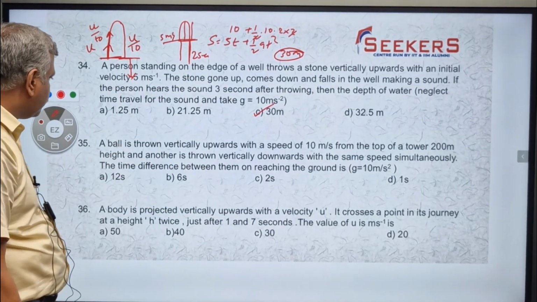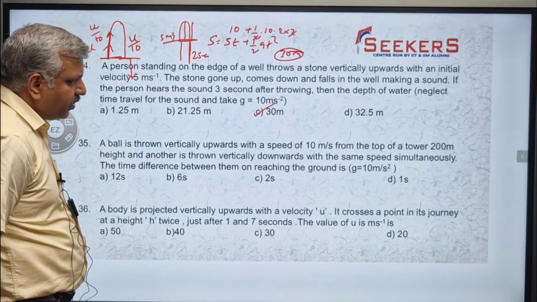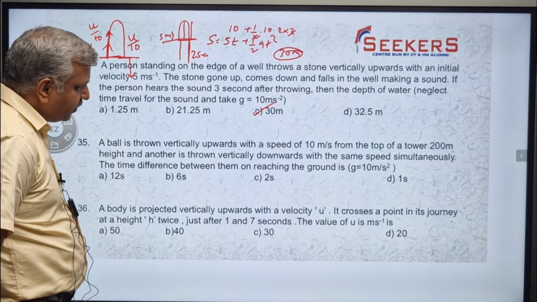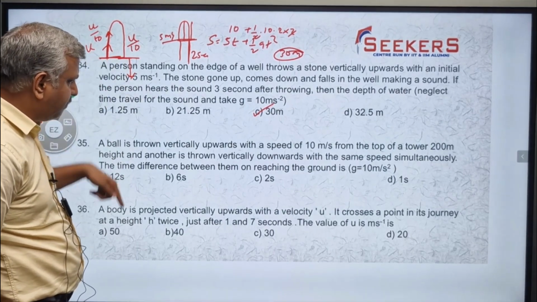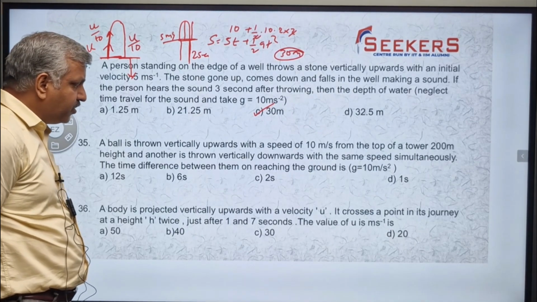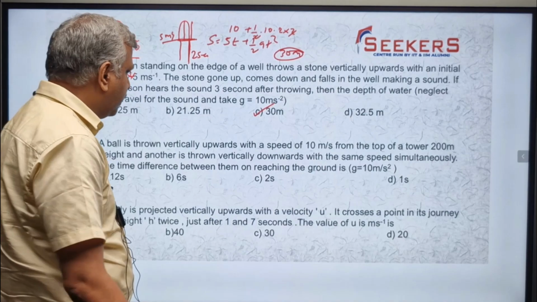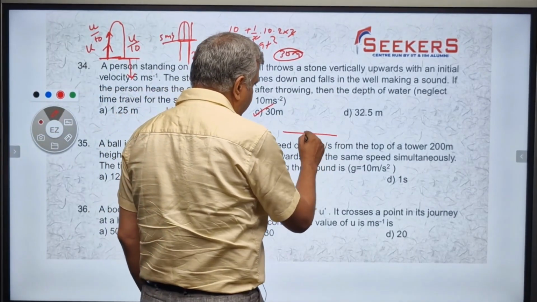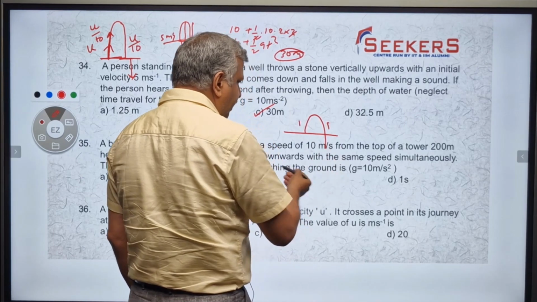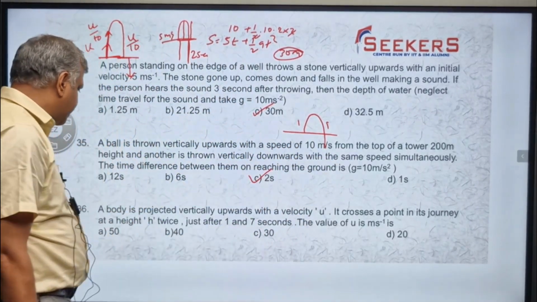A ball is thrown vertically upwards with some speed from the top of a tower 200 meters high. Another is thrown vertically downwards with the same speed. It is based on the same concept. The difference between their times of reaching the ground is how much? So the first one is going to go up and then come down. So 1 second to go up, 1 second to come down. After that it is the same as throwing down at 10 meters per second. So the answer should be 2 seconds.